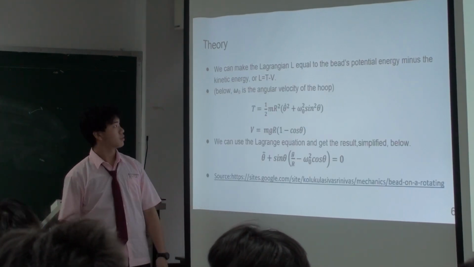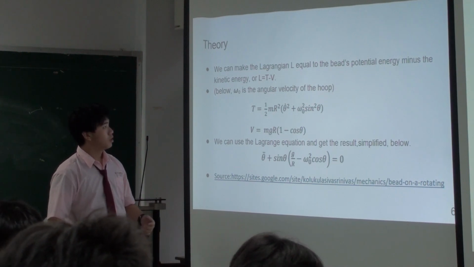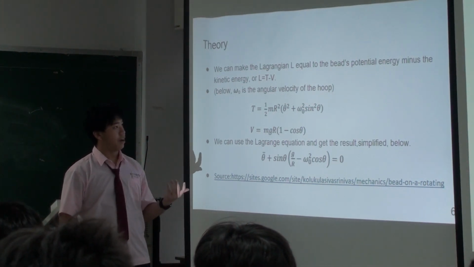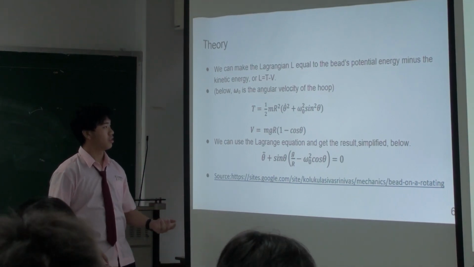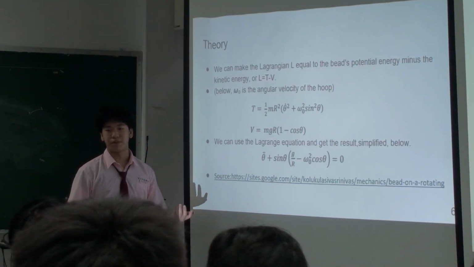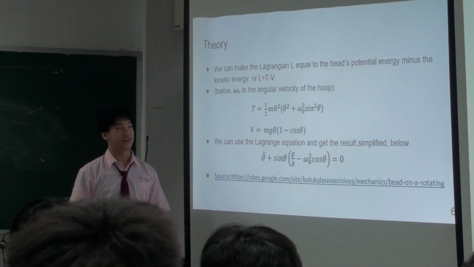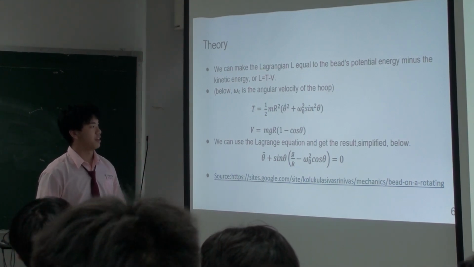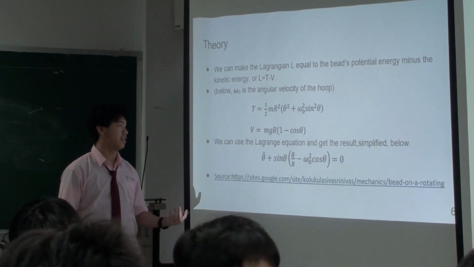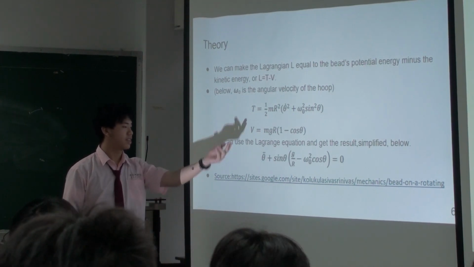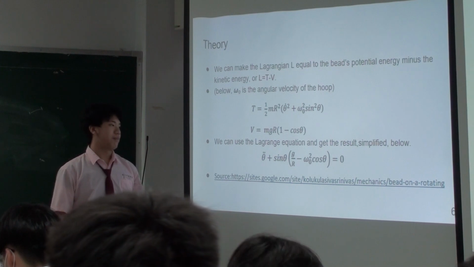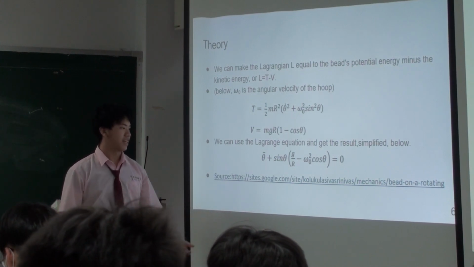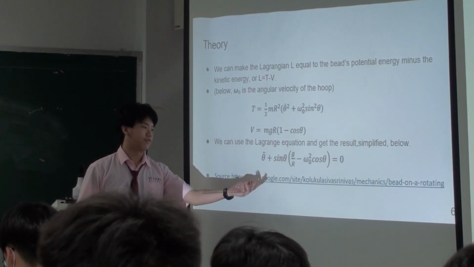Okay, next page. We will make the Lagrangian L equal to the bead's kinetic energy minus the potential energy, or L equals T minus V. As can be seen, the kinetic energy T equals this, and the potential energy will equal this. And by math, we can use the Lagrange equation and get a result, which will look something like here.